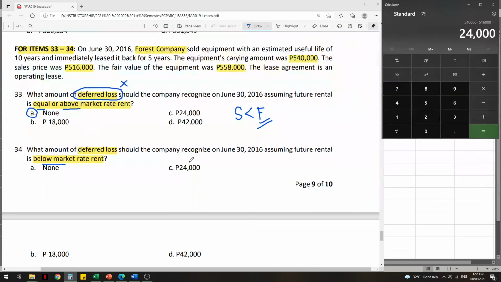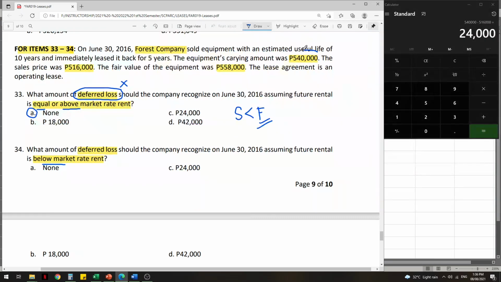We have 24,000 as our potential loss because it's recorded in our books at 540, but we only received cash or proceeds of 516. That leads us to a 24,000 loss. Under number 33, this loss is immediately recognized.